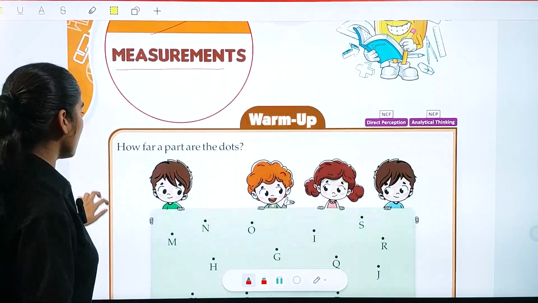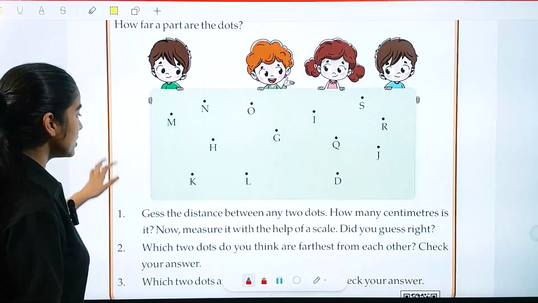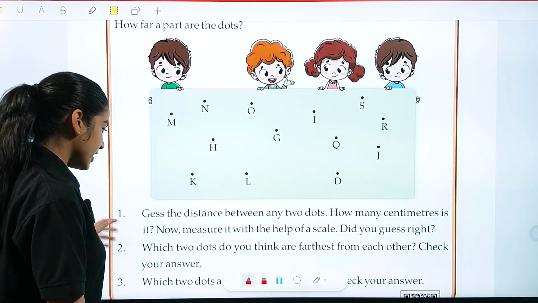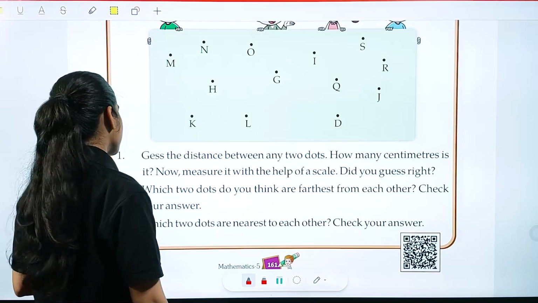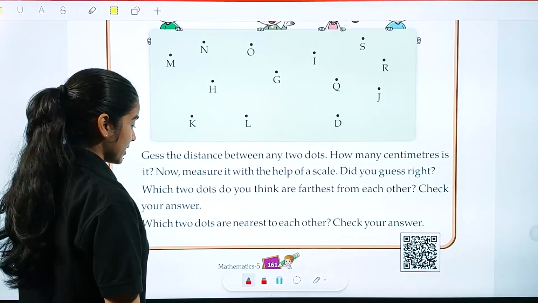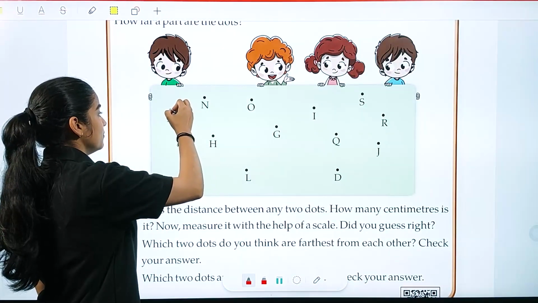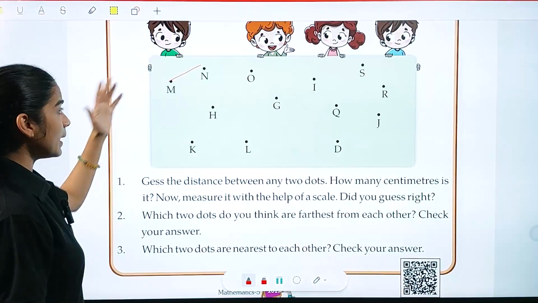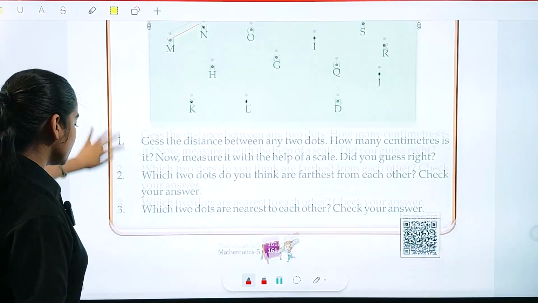So let's take a warm up. How far apart are the dots? So we have to measure this, but without a standard unit, how can we calculate it? Just the distance between any two dots, how many centimeters is it? Now measure it with the help of a scale. Did you guess right? Well done. So now you have to calculate how far M is from N with the help of your ruler, your scale. By using your ruler, you can easily calculate the distance between them.